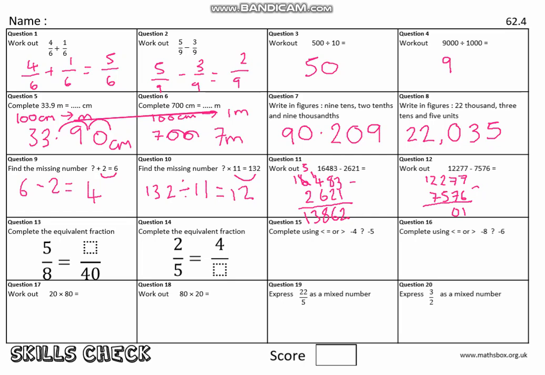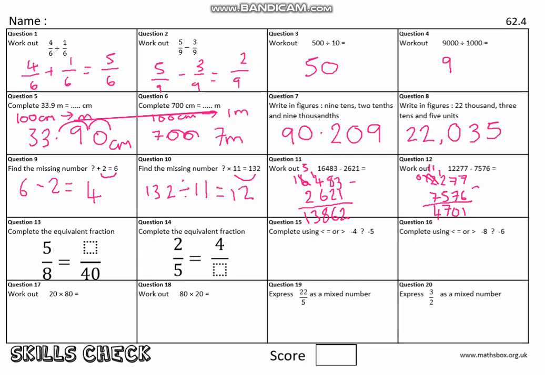5 from 2, oh dear, I can't do that one. So I'll borrow, I'll make that into a 1 and add my 1 here. 5 from 12, that's 7. 7 from 1, oh, can't do that, so that now becomes 0. Make that 11, and that means 7 from 11 is 4. So my answer to this one should be 4,701. Okay, so moving on to the next one.